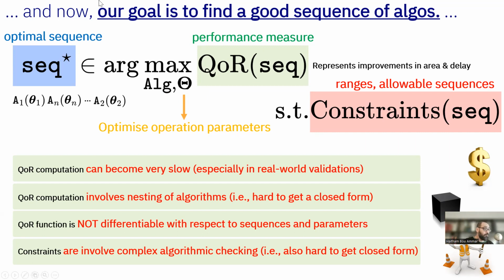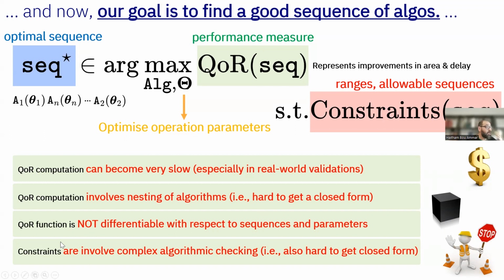And that's why we have a nesting of these C++ algorithms, making it extremely difficult to write a closed form equation of this problem. The other problem is that the QOR function itself is not differentiable, because the sequence is a discrete entity. You pick this, so you cannot differentiate through it. And the constraints are also not so simple, because they involve complex algorithmic checks.